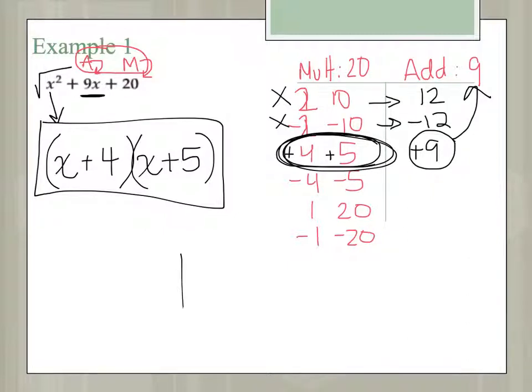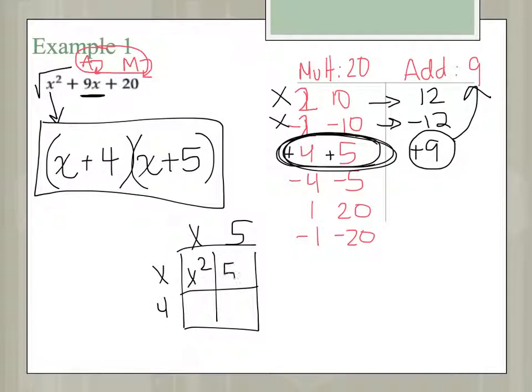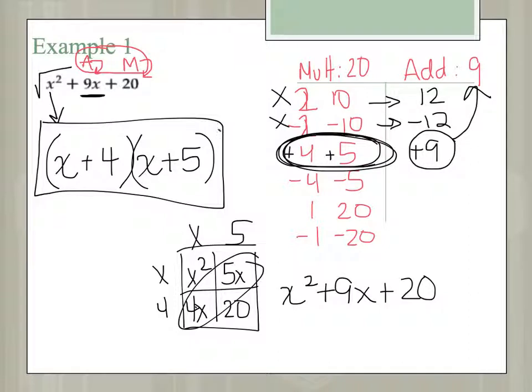If you wanted to check that, you could make a little box for yourself. We have x and 4 and x and 5: x squared, 5x, 4x, and 20. We know we're adding those two pieces in the middle: x squared, 4 plus 5 is 9x, plus 20. So our factored version of the trinomial is x plus 4 times x plus 5.